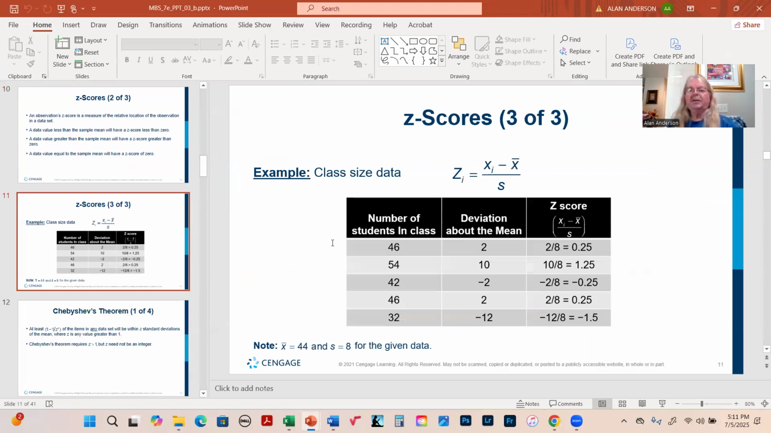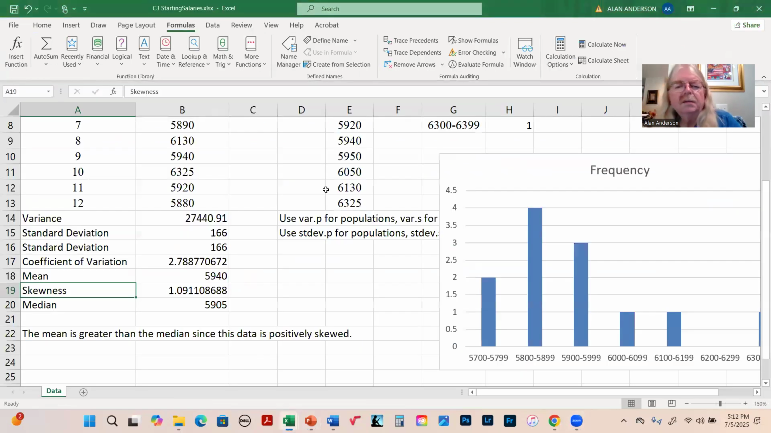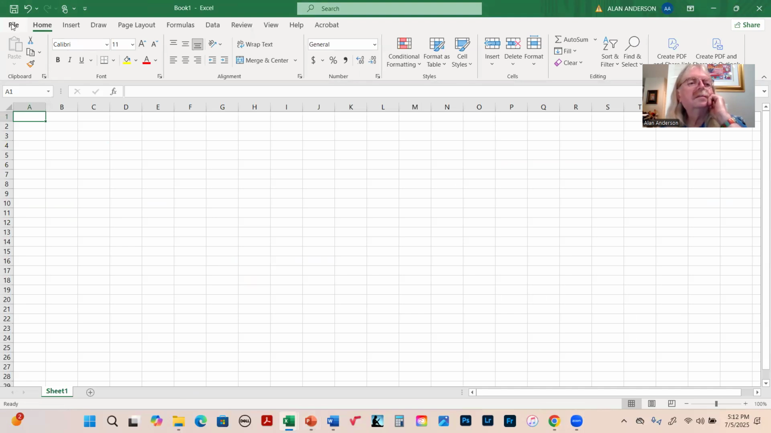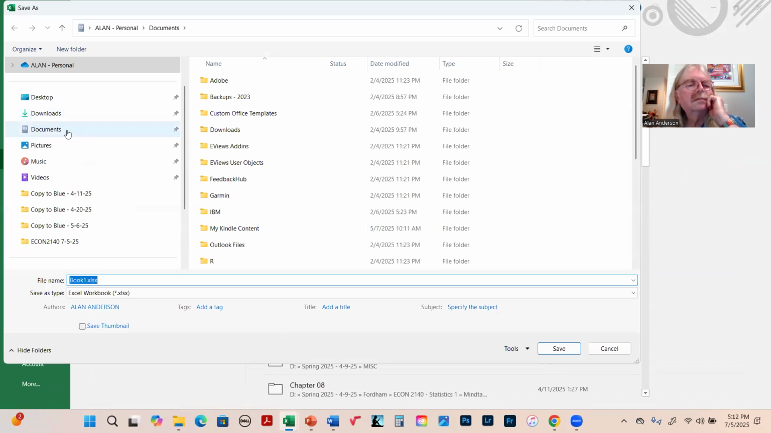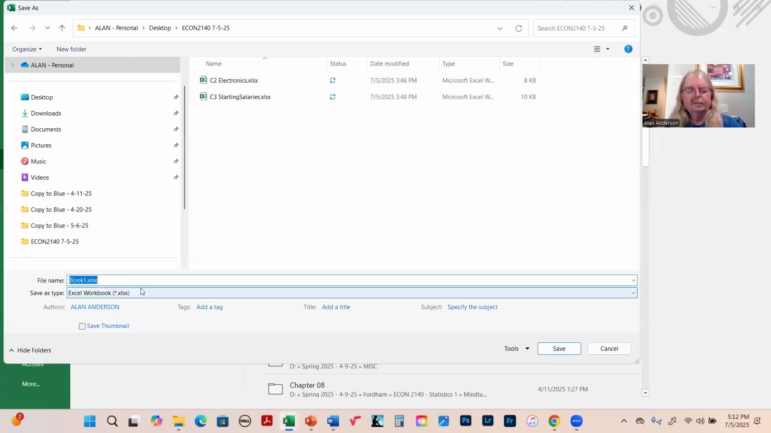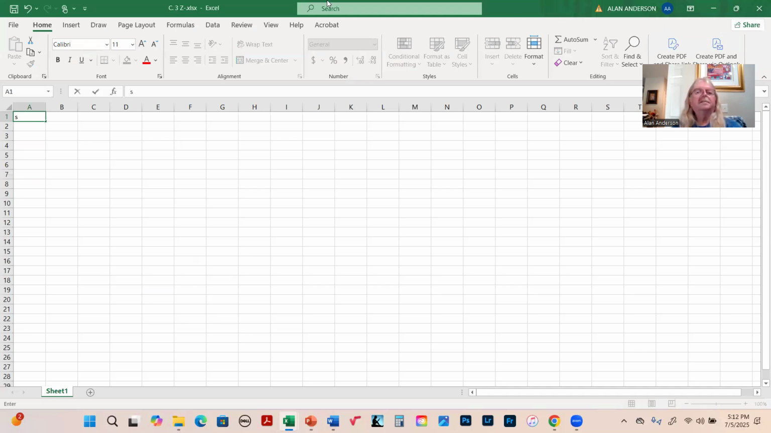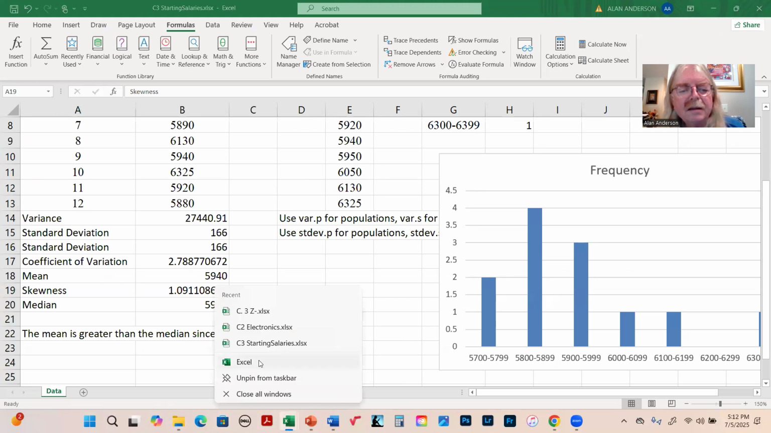Now, they do have an example here for us. They're going to give us this data. I don't think they gave us a spreadsheet, so I'm just going to type it into Excel. I'll just call it Z scores. Let's try that again. I made a ridiculous typo. I'm going to start that spreadsheet again.